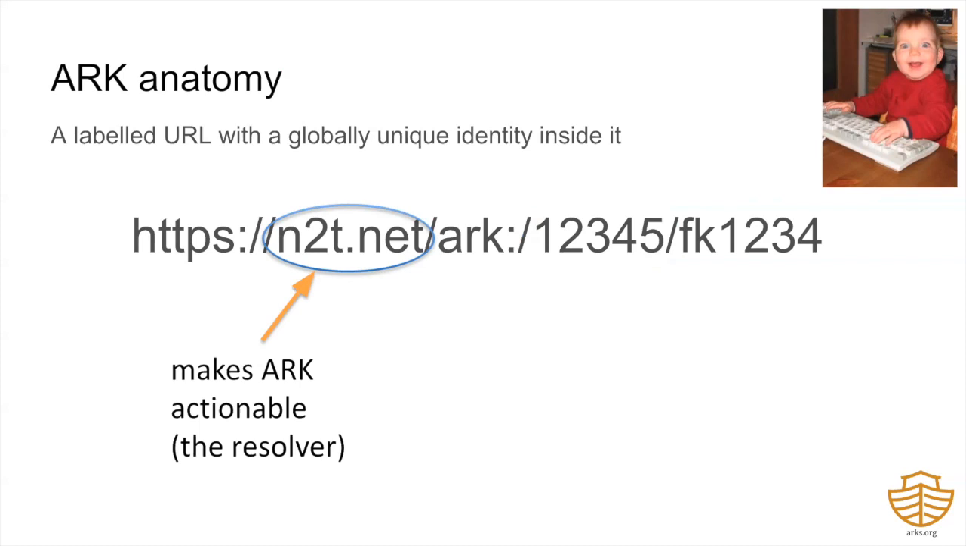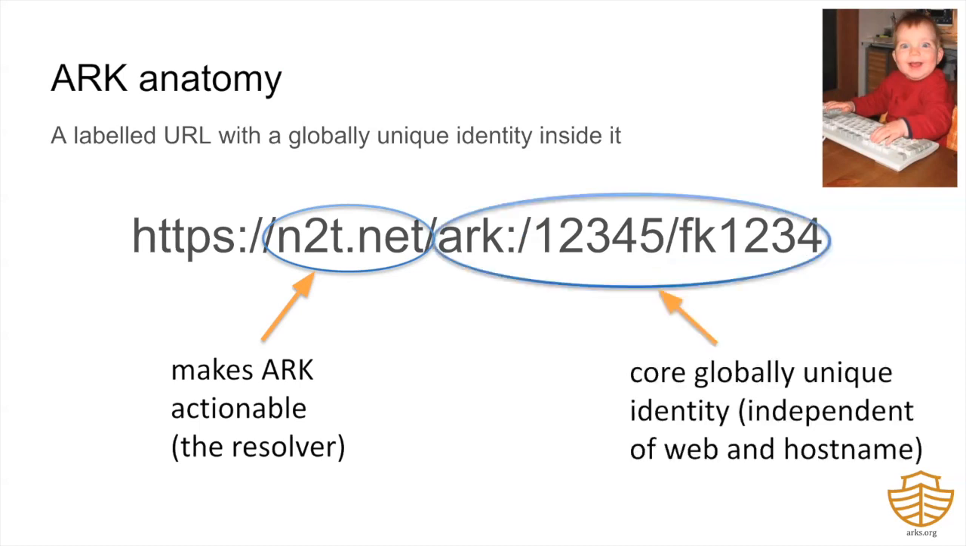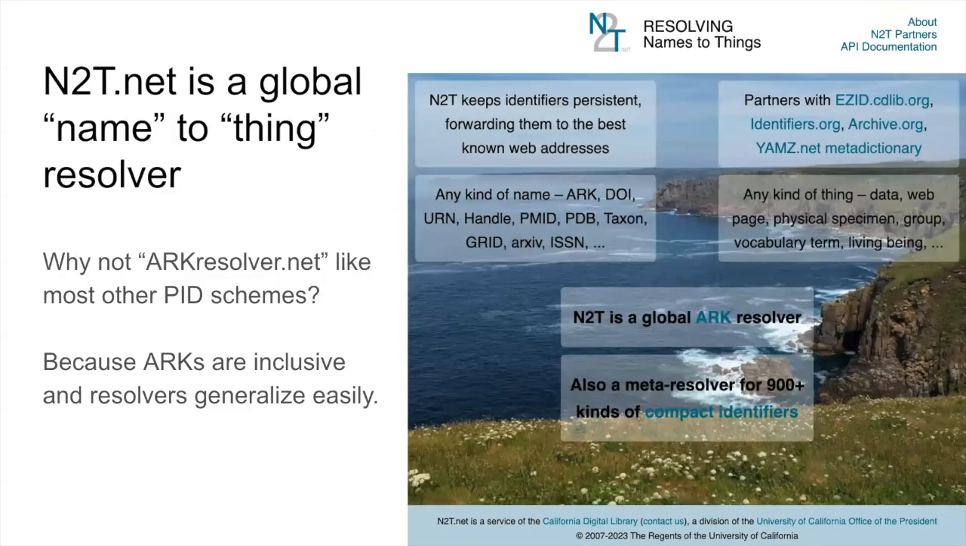ARKs are unusual among persistent identifiers in allowing organizations to run their own resolvers. The part starting with the ARK colon is the core, globally unique identity. It doesn't depend on the host being available or on the future existence of the World Wide Web. In the previous example, you saw n2t.net, which is a global name-to-thing resolver. N2t is the main ARK resolver.